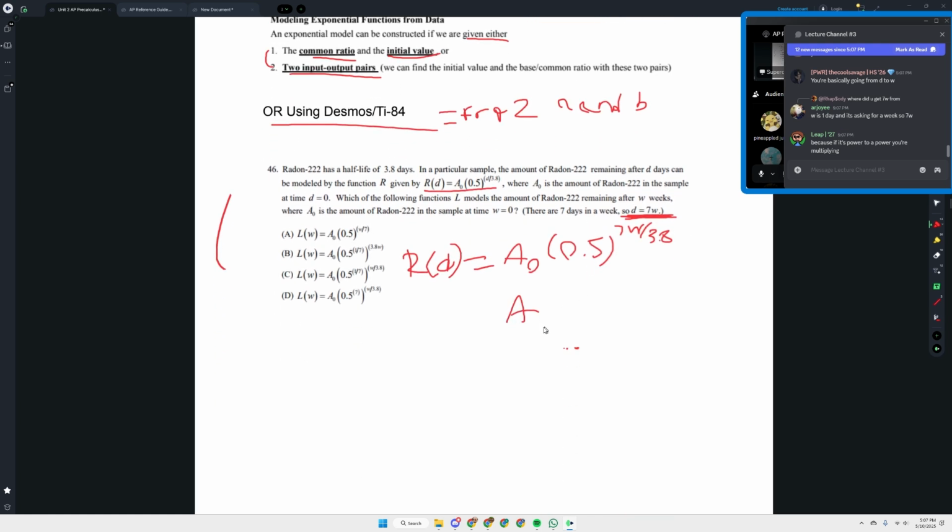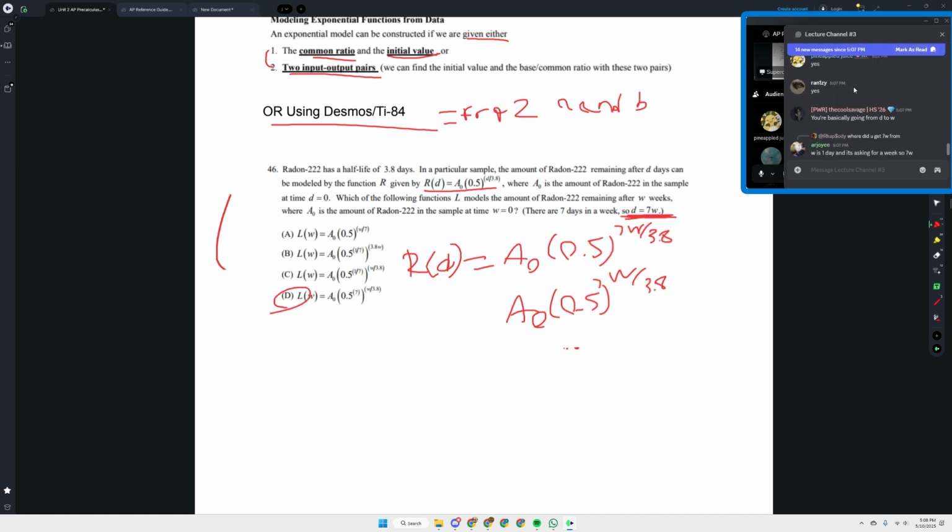So then now it can be A of 0 times 0.5, and we can bring the 7 into the B value area and leave W divided by 3.8. And yeah, you're basically going from D to W. So yeah. Does this explanation make sense? Just plug it in, pretty much. Yes? Okay.